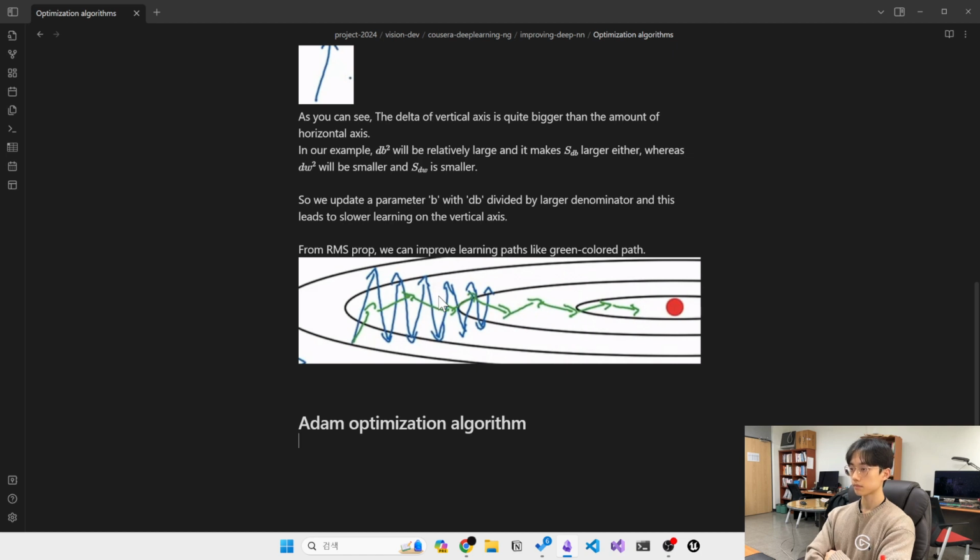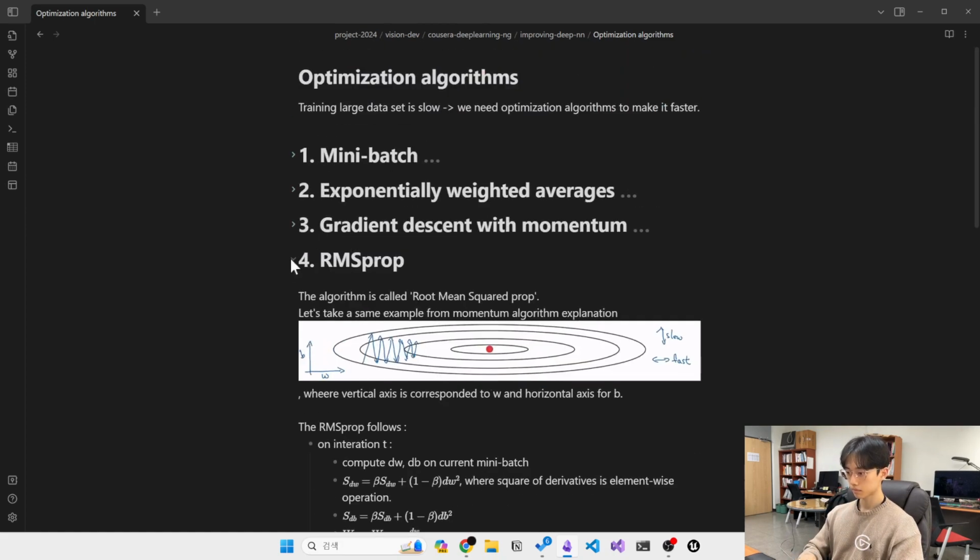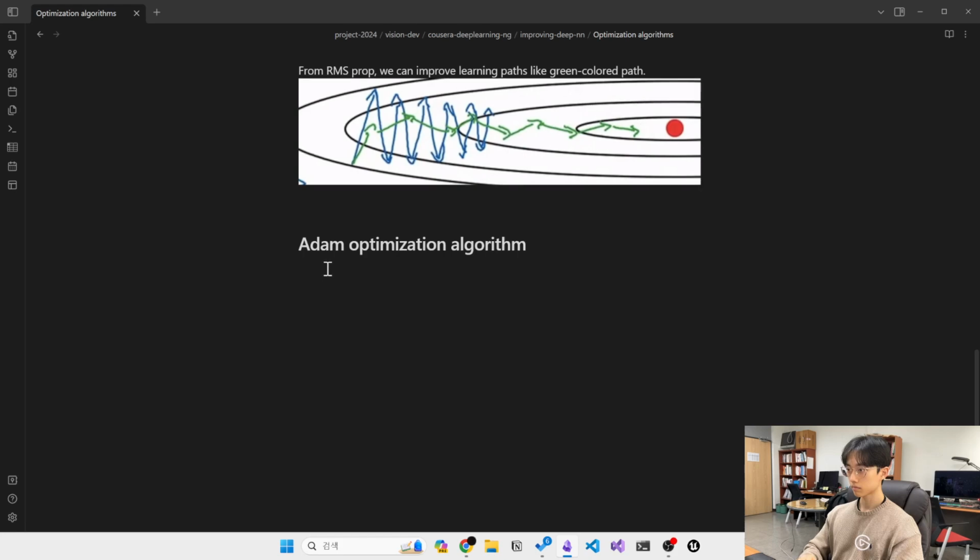So RMSprop and the Adam optimization algorithm, which we'll talk about in this video, is one of those rare algorithms that has really stood up and has been shown to work well across a wide range of deep learning architectures. So this is one of the algorithms that I wouldn't hesitate to recommend you try, because many people have tried it and seen it work well on many problems. And the Adam optimization algorithm is basically taking momentum and RMSprop and putting them together. So let's see how that works.